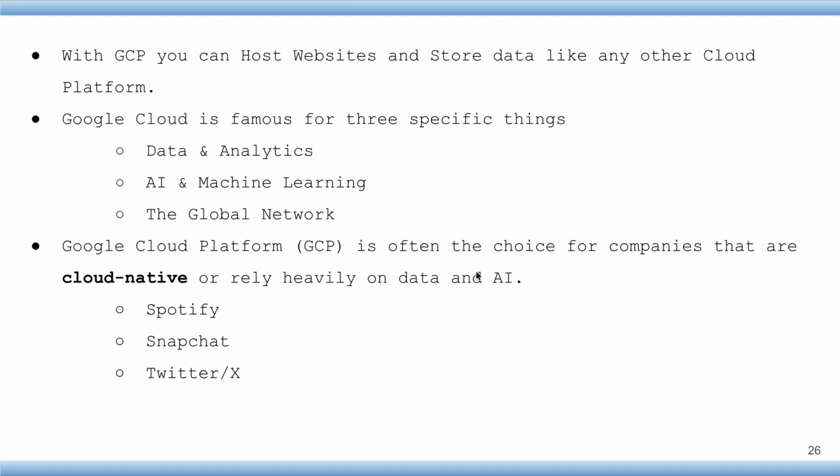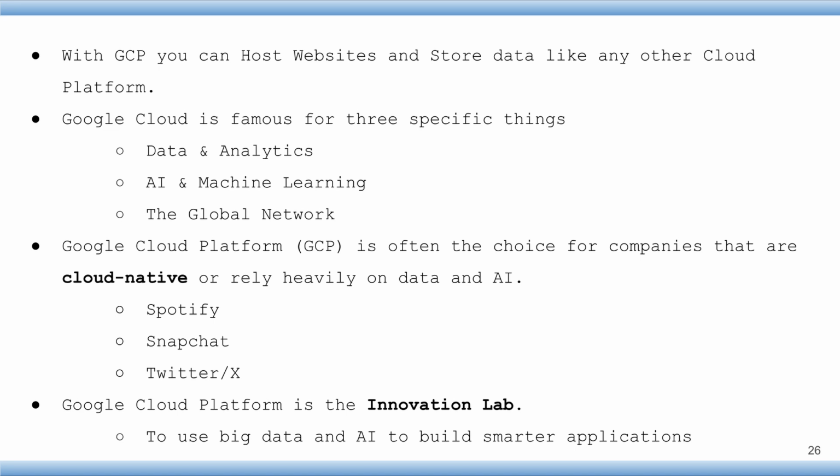Now we have to answer the question: what is the secret sauce that makes GCP different from its competitors like AWS and Microsoft Azure? If AWS is the general store that has everything and Azure is the corporate headquarters that fits perfectly with Windows, Google Cloud Platform is the innovation lab. It is the go-to place for high-tech companies that want to use big data and AI to build smarter applications.